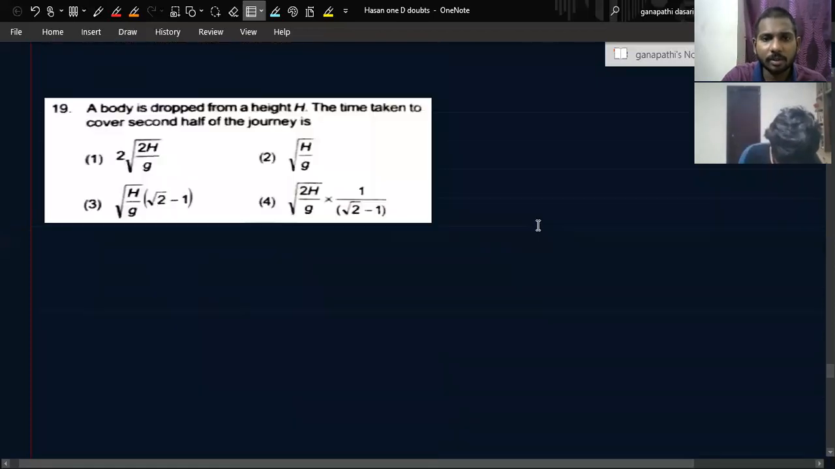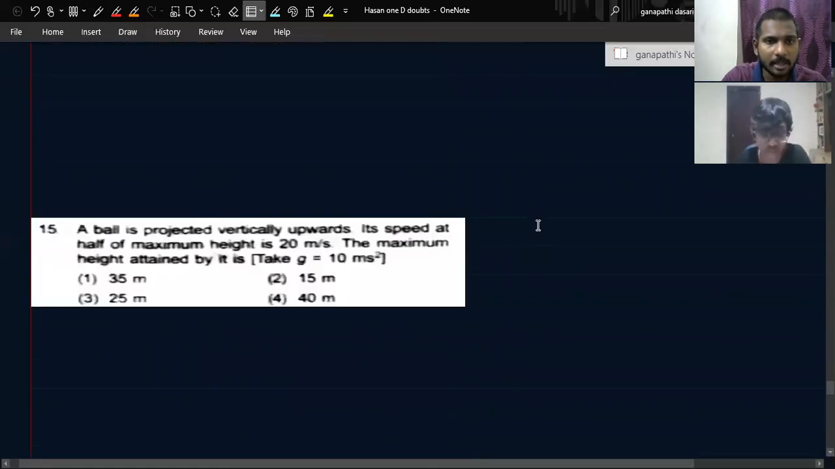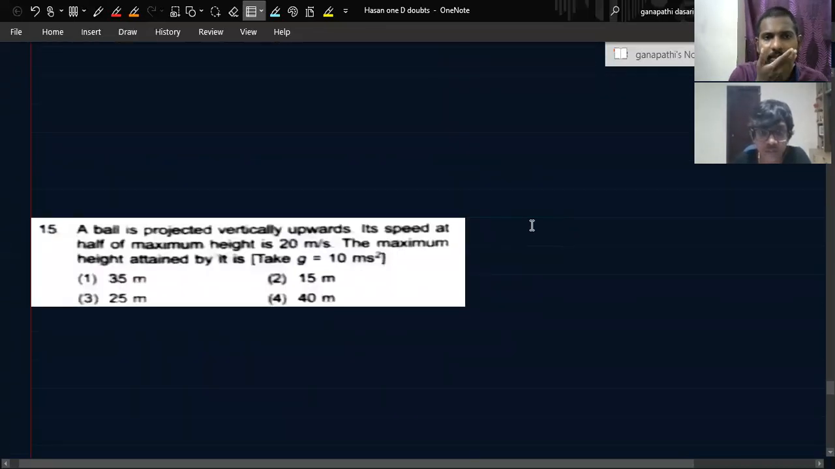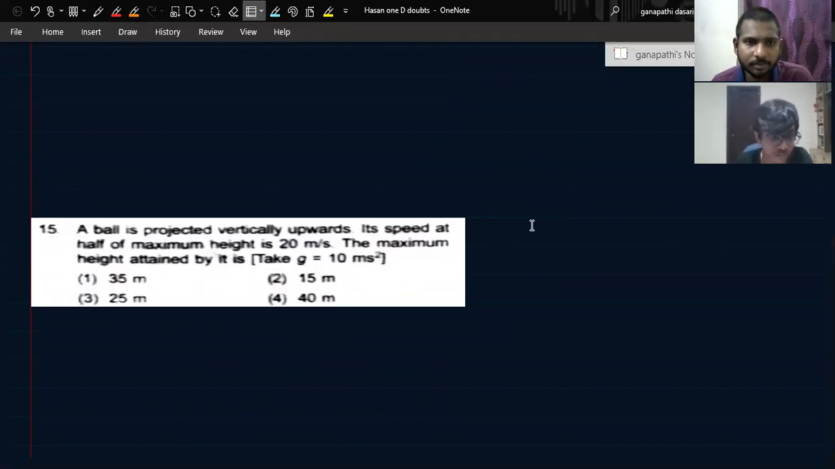Now we'll see. A ball is projected vertically upwards with speed. This question is easy. I hope you can do it. Can you solve it? Again a similar question. You solve this question.